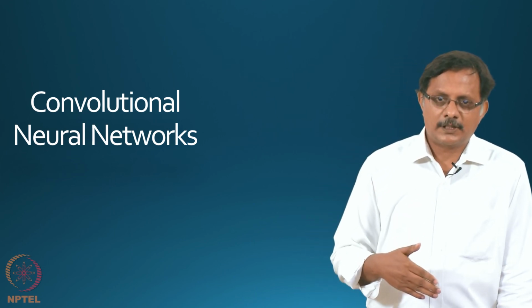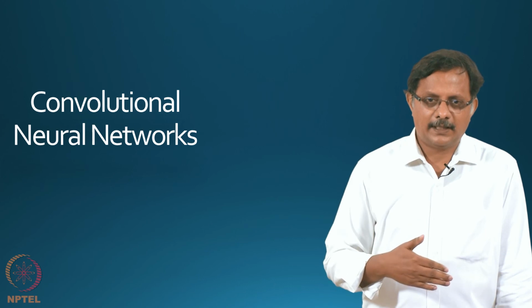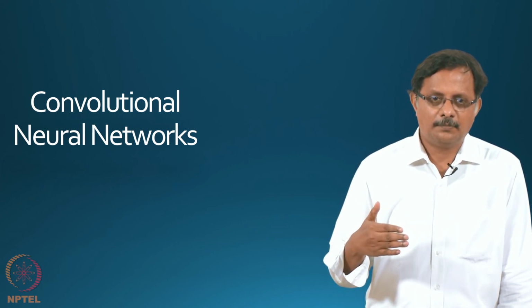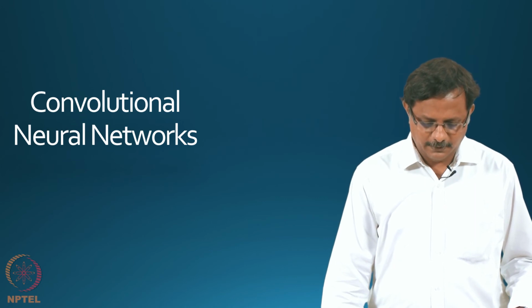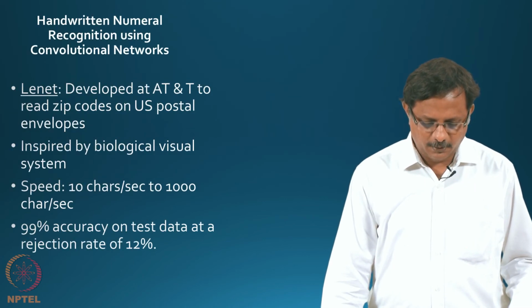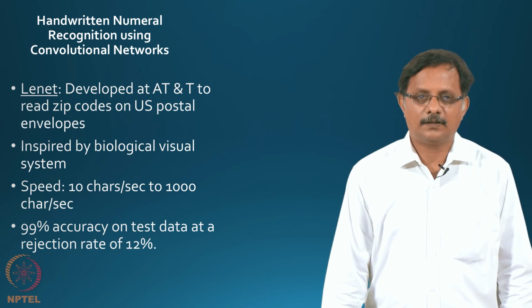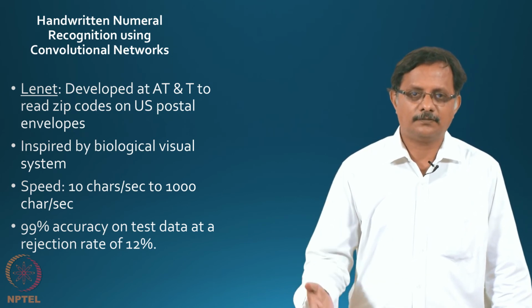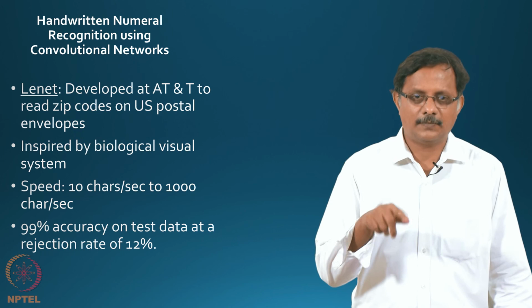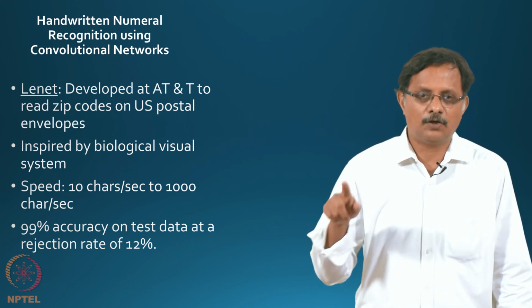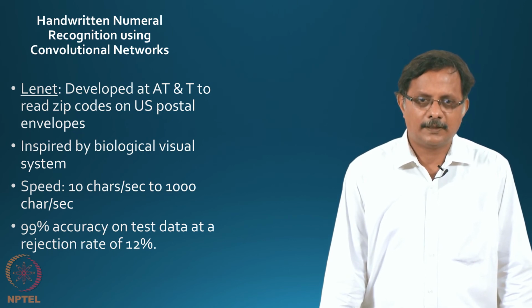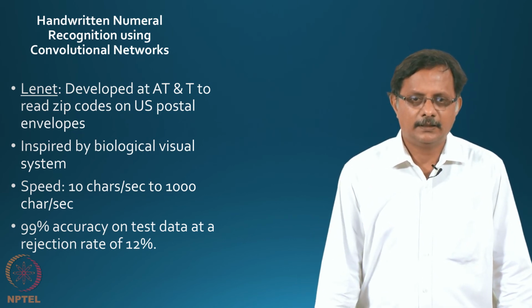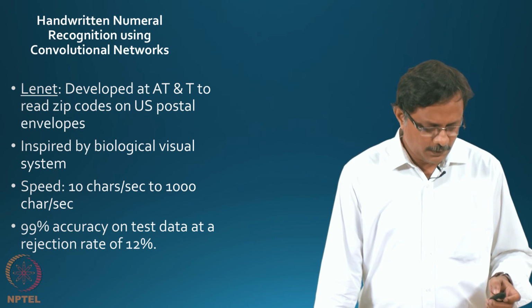More specifically, convolutional networks are a special case of multilayer networks, because in these networks all the layers are 2-dimensional layers, okay, and the original convolutional networks were developed as an application to read handwritten numbers on postal envelopes, and this was done by a sponsored project by the US Postal Service. It was done by a company called AT&T.